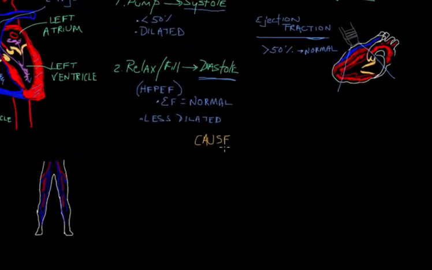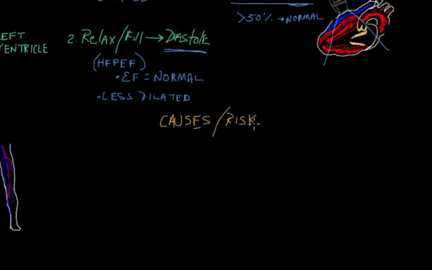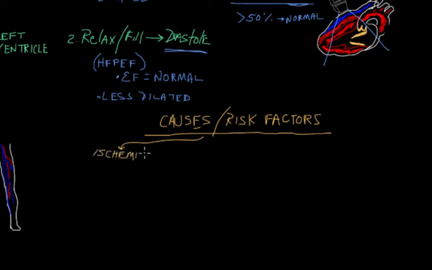And causes are kind of the same as risk factors. And really you can divide your causes and risk factors of heart failure into two broad categories. Over here we can think about what's called ischemic. And ischemic just means the lack or decreased amount of oxygen. And things that cause ischemic or ischemic causes of heart failure are myocardial infarctions or heart attacks, and the pathology that leads to those, which is coronary artery disease.